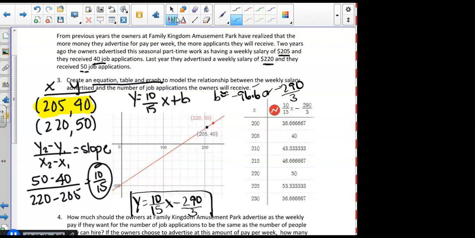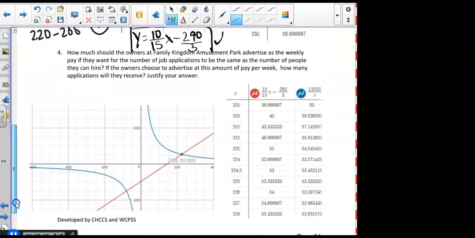Okay, so then we were asked to display a table and graph. We typed this in our y equals, and we got the table as such on the right. Then we hit graph, and we were given this linear function. So we have provided an equation, a table, and a graph to model the relationship between the weekly salary advertised and the number of job applicants the owner will receive. So let's now look together at number 4.